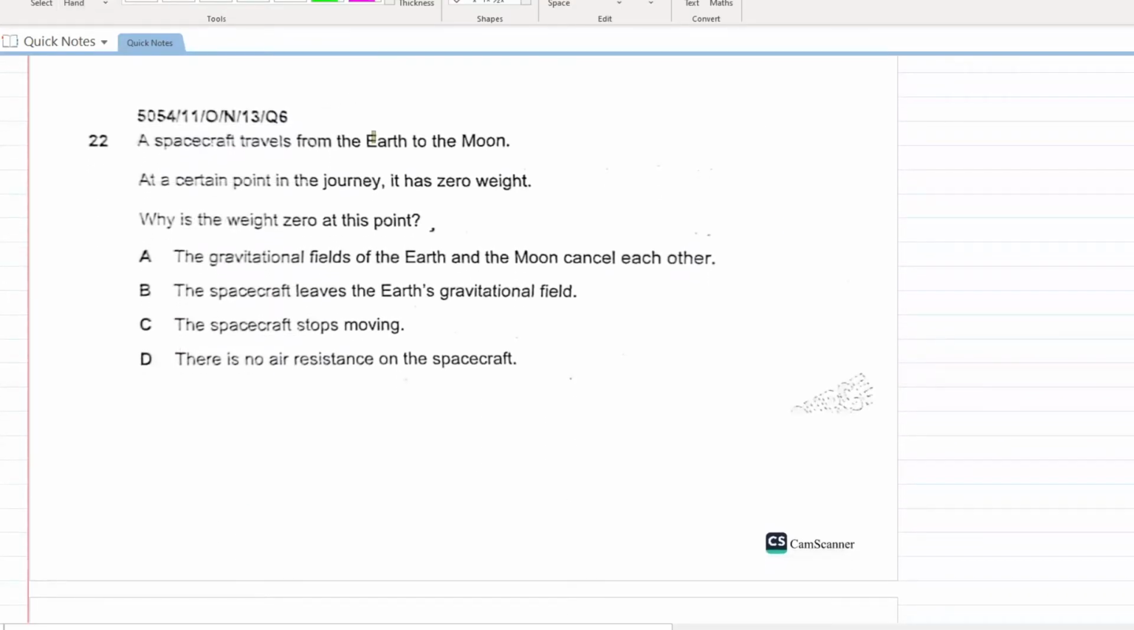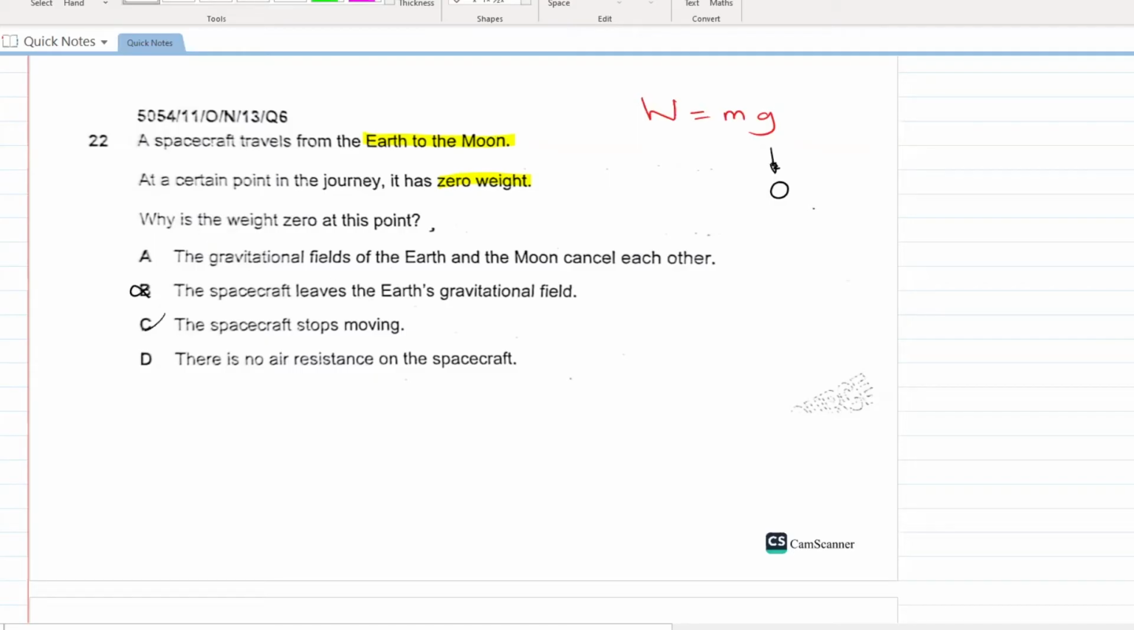A spacecraft travels from Earth to the moon. At a certain point in the journey, it has 0 weight. Why is the weight 0 at this point? The weight can become 0 only if gravitational field strength becomes 0, because mass will never become 0. Let's see which option makes gravitational field strength 0. The spacecraft leaves the Earth's gravitational field.